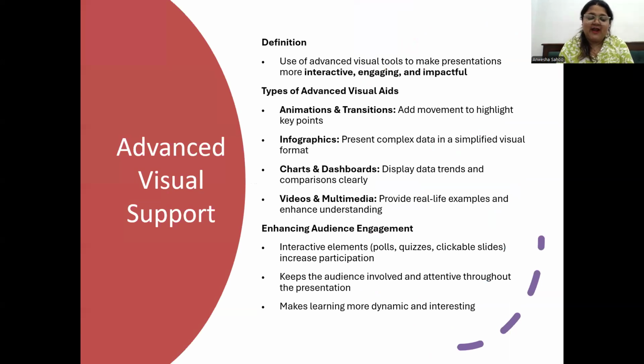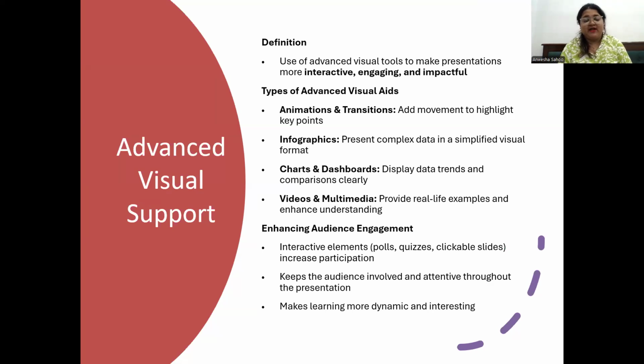Next is advanced visual support. What are advanced visual supports? Use of advanced visual tools to make presentations more interactive, engaging, and impactful. So you know that nowadays we are using more AI tools. The advancement of AI implementation is being done in every university, every school, every college, every organization. They are implementing AI tools into their presentations.